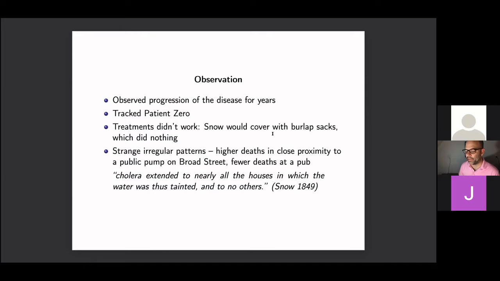Jon Snow really is the patron saint of social scientists because of just the sheer amount of effort and patience that he showed, as well as just the willingness to collect all sorts of data to help make his argument. He noted that treatments didn't work. He would cover people with burlap sacks, nothing would happen. He also notes strange patterns, higher deaths in close proximity to a public pump on Broad Street. He just goes on and on, describing what we know about the spread of the disease.